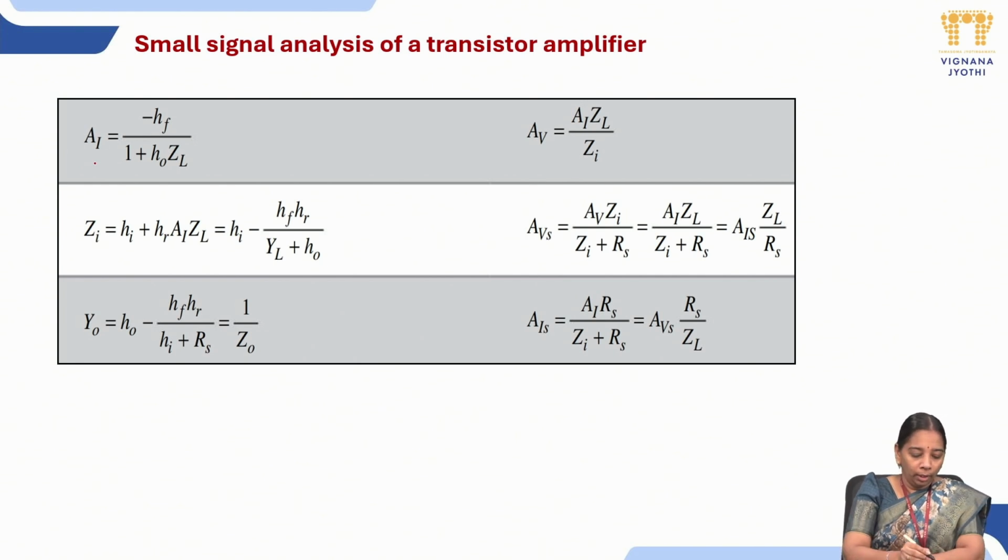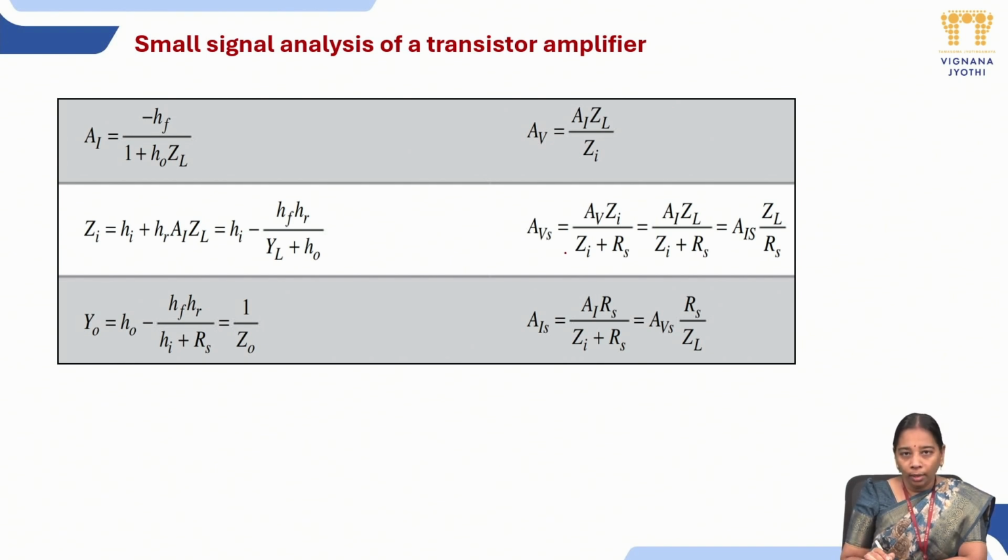There we got AI, the current gain, equals minus HF by 1 plus H naught into ZL, input impedance as HI plus HR AI into ZL, voltage gain as AI RL by ZI, or else AI ZL by ZI, and Y naught, the output admittance, as H naught minus HR HF by HI plus RS. These are the four things we derived in the previous sessions.